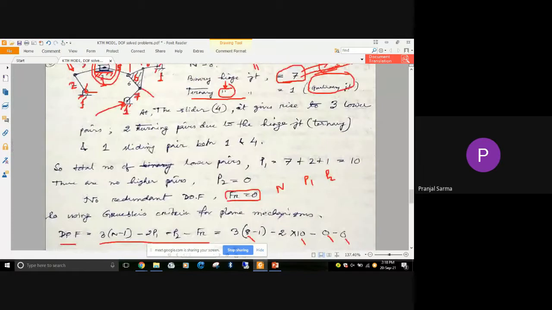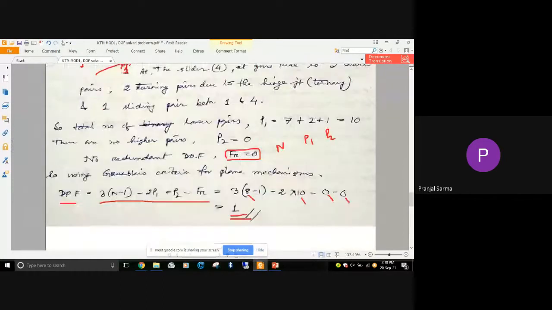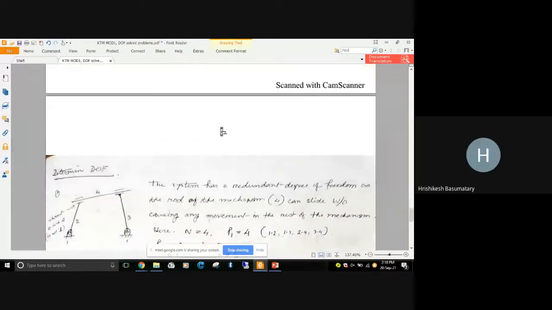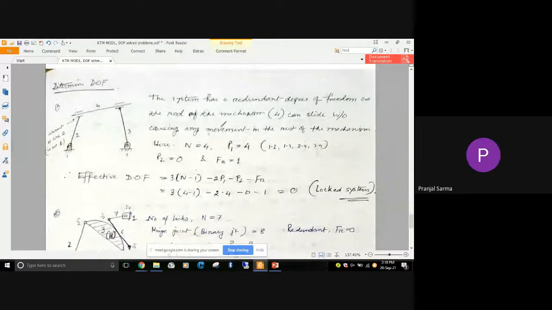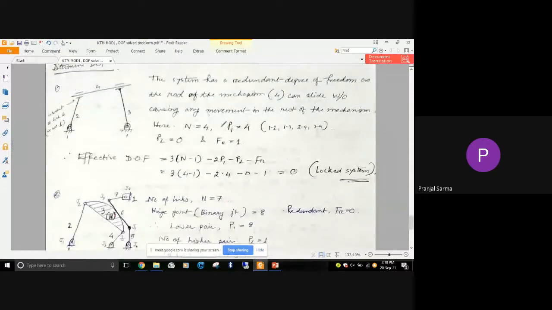Let me know. So this completes this problem. Any confusion? If no, we'll move ahead. No, sir. Okay. So now you should be careful.